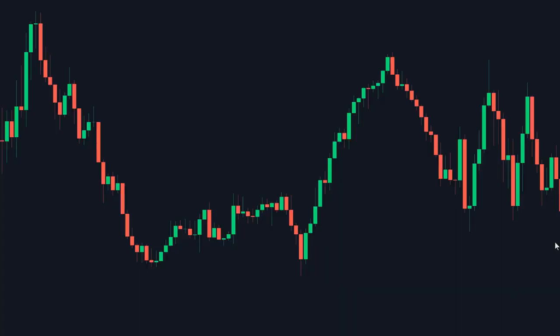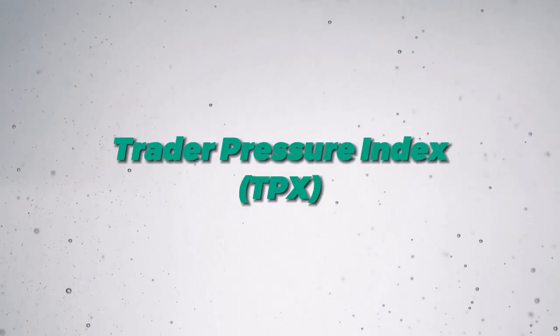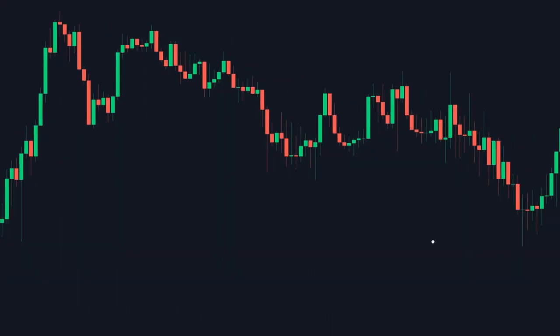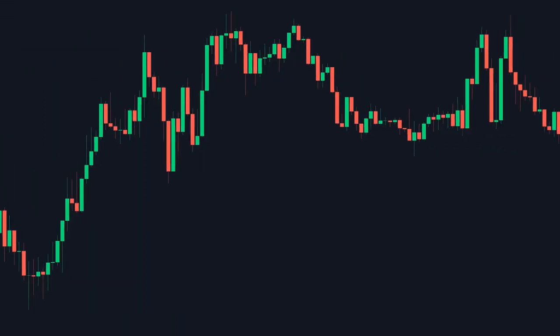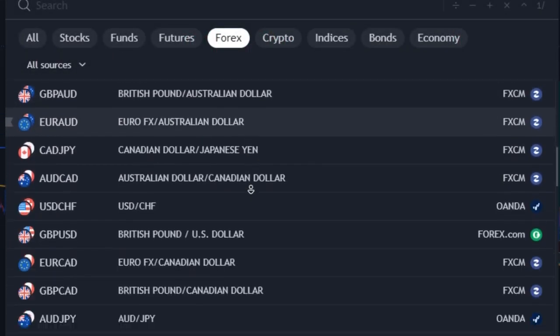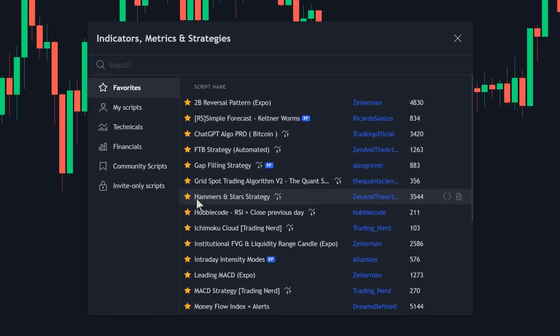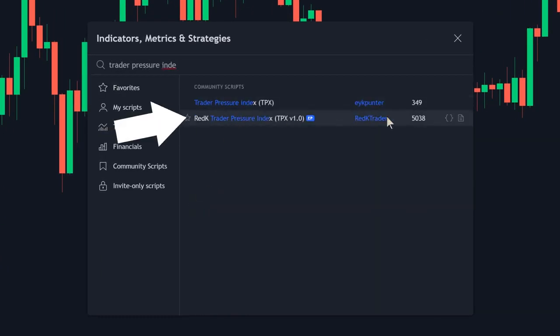Let's get into it. So, the indicator that we're talking about is called Trader Pressure Index, or TPX for short. To add it to your chart, you first of all want to go to TradingView. If you need to sign up, the link for that will be in the video description. Next, open any trading security that you like in any time frame. Then click on Indicators, then type in Trader Pressure Index and select this one by Red K Trader.